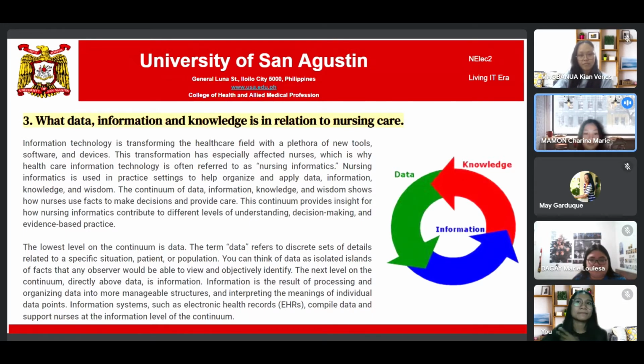Information is the result of processing and organizing data into more manageable structures and interpreting the meanings of individual data points. Information systems such as electronic health records compile data and support nurses at the information level of the continuum.